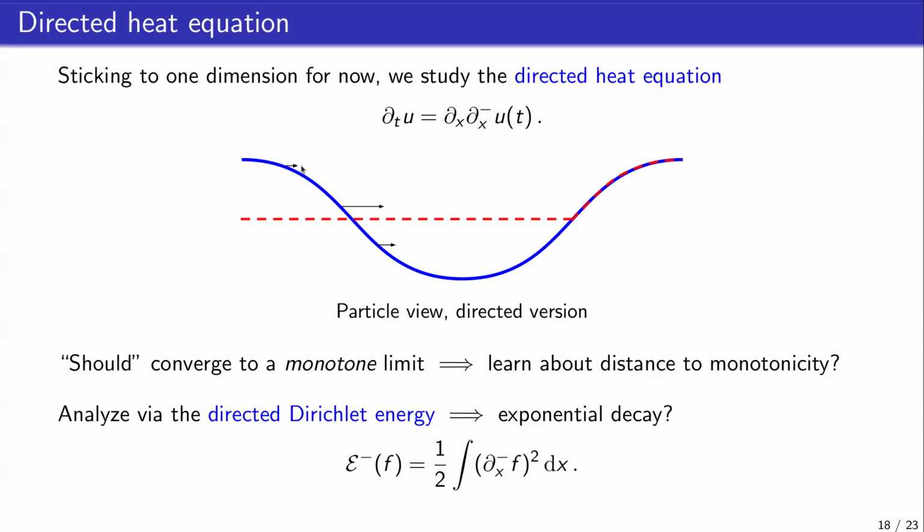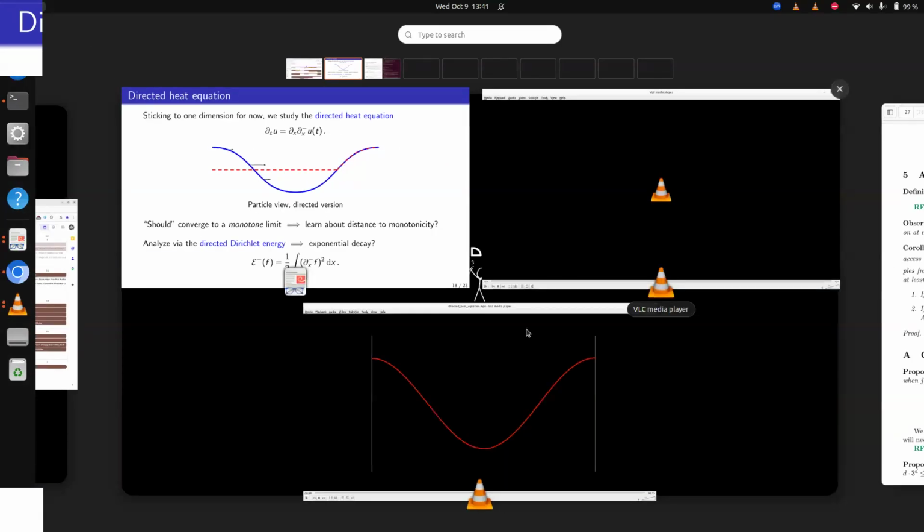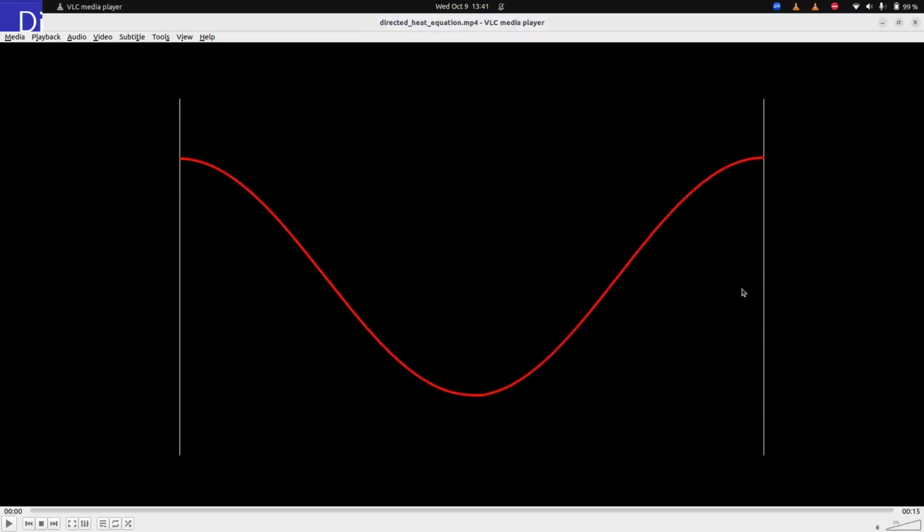So I only have these particles on the left rolling off towards the valley, and I expect it to converge to this monotone function in red here. Okay? And let me show you an animation for that. I guess a video is worth continuously many words.